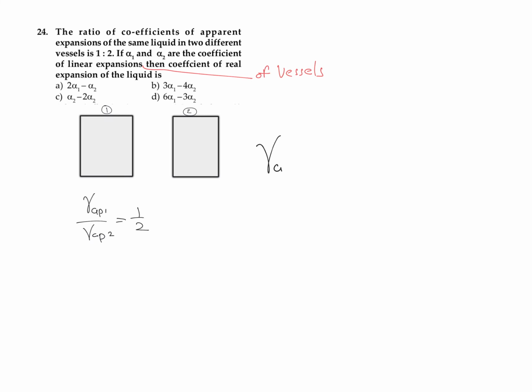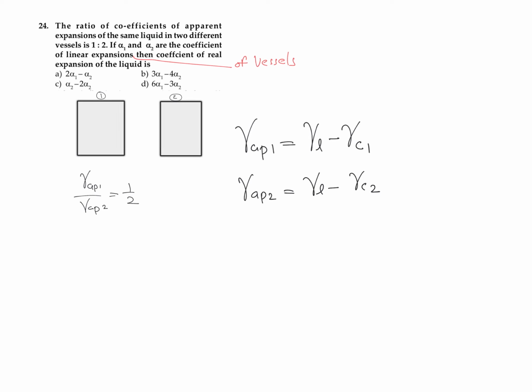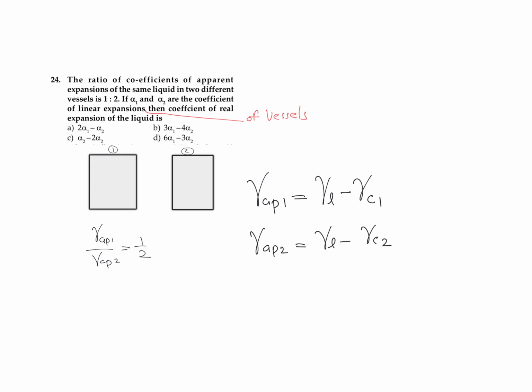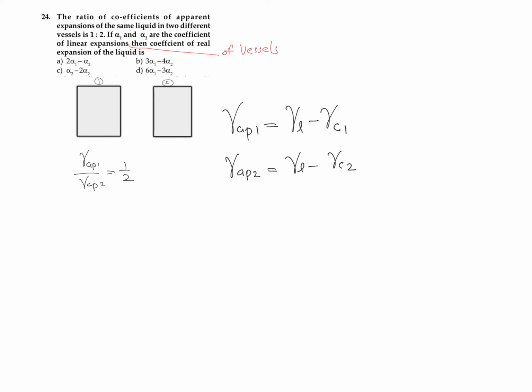The gamma apparent in the first situation is, gamma apparent is nothing but gamma of liquid minus gamma of container. So we can write gamma of liquid minus gamma of container in the first situation, and gamma apparent in the second situation we can write gamma of liquid minus gamma of container in the second situation. Now we don't know the value of this gamma of liquid, and they are asking to find out the gamma of liquid and the ratio is given.